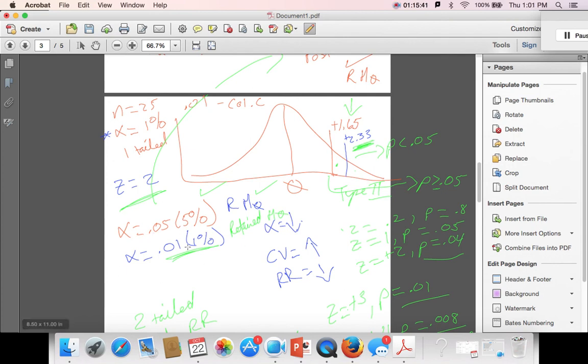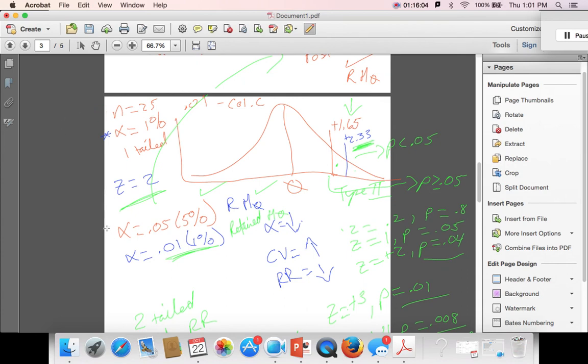So which of the two is going to be more powerful? Which one is going to increase power? Having a larger alpha level is going to maximize power because it's going to give you a wider area to reject the null hypothesis, as we have here with our red critical value. With our blue critical value, I still have a region of rejection, but it's now tougher for me to reject the null hypothesis.